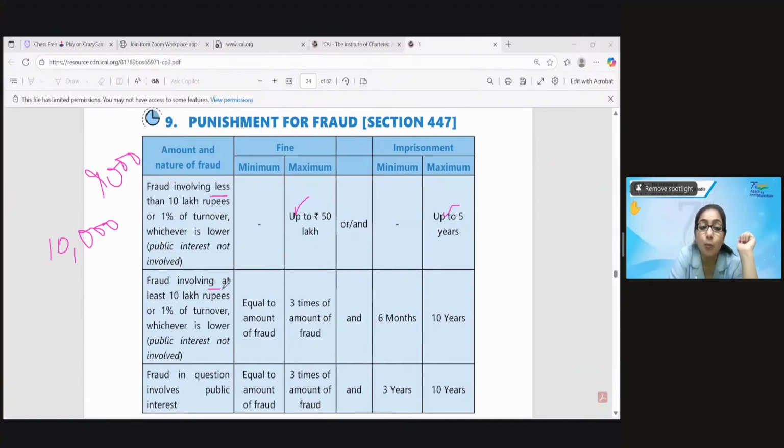If my fraud is more than 10,000, my fraud is 15,000 rupees. And public interest is not involved. Then equal to the amount of fraud, up to 3 times the amount of fraud. Minimum तो लगेगी 15K. Maximum कितनी लगेगी बेटा? 45,000. 3 times of the amount of fraud. अब अगर public interest involved है तब भी same है. Equal to the amount of fraud 15,000 and 3 times is 45,000.